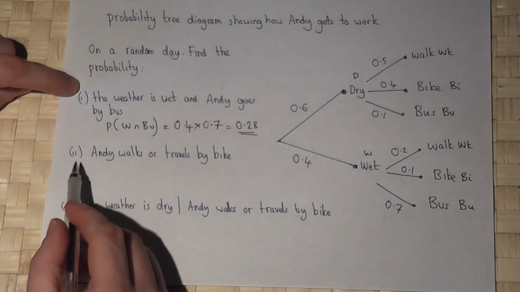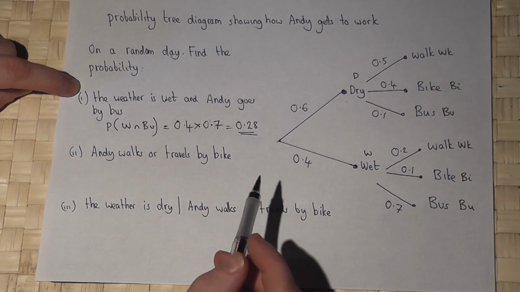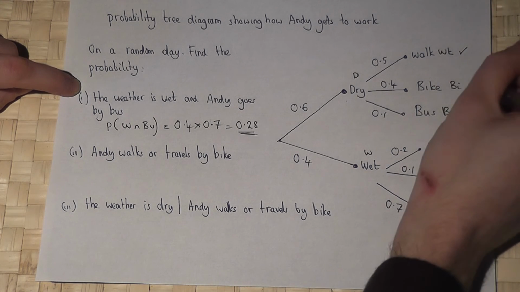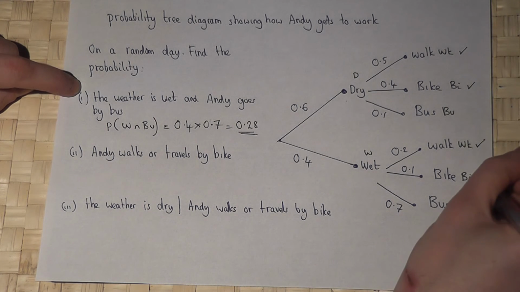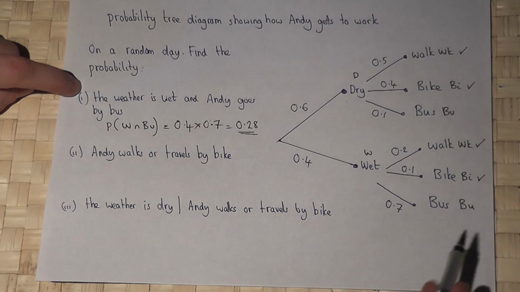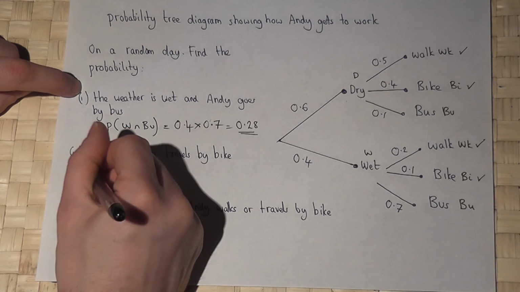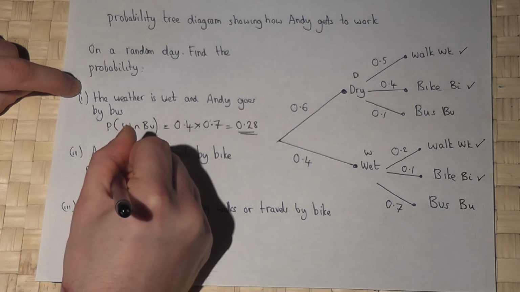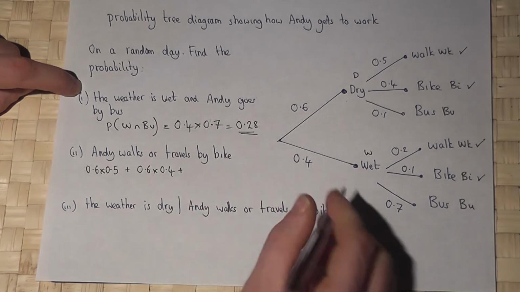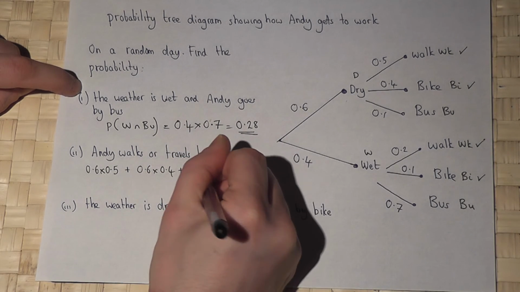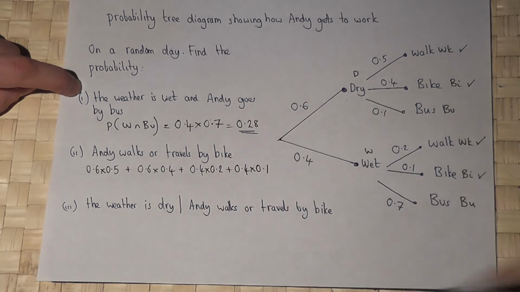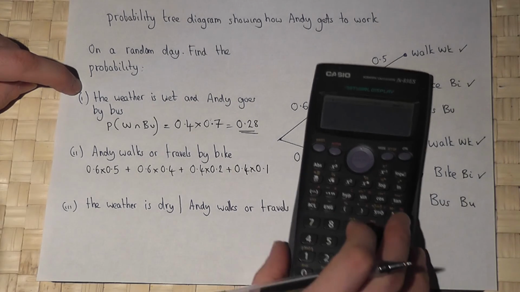Now part 2 asks for the chance that Andy walks or travels by bike. Now if we look down our tree diagram, that's walks, that's bike, that's walk, and that's bike. So we've got to find out each of these four options and then add them together. So we've got 0.6 times 0.5 plus 0.6 times 0.4 plus 0.4 times 0.2 plus 0.4 times 0.1. Just to be on the safe side, we'll use a calculator.